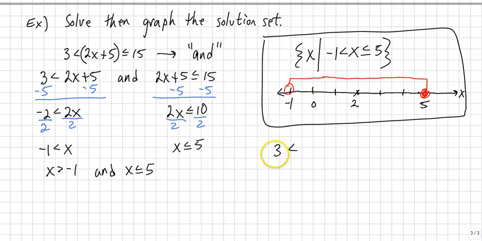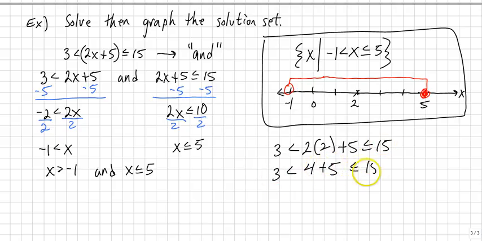So it'd be 3 is less than 2 times 2 plus 5, less than or equal to 15. So that'd be 3 is less than 4 plus 5, which is less than or equal to 15. So 3 is less than 9, which is less than or equal to 15. That's definitely true.